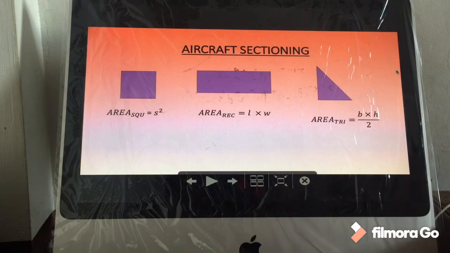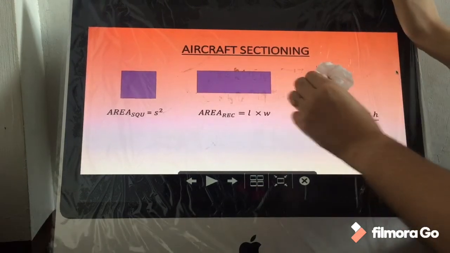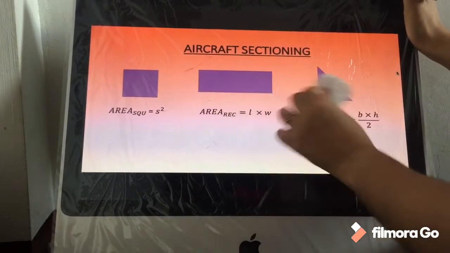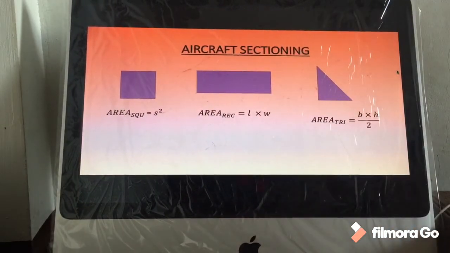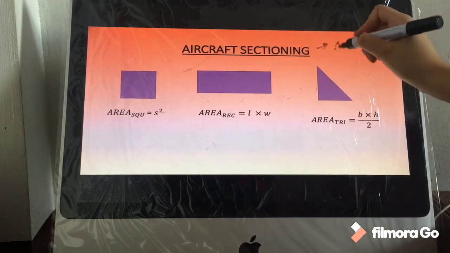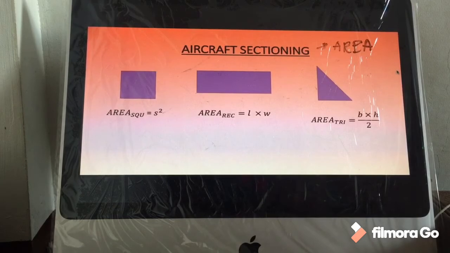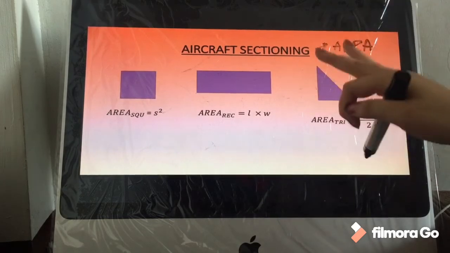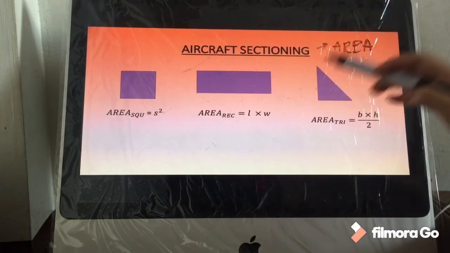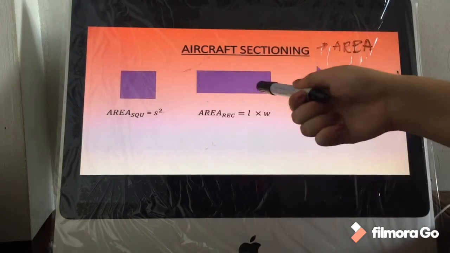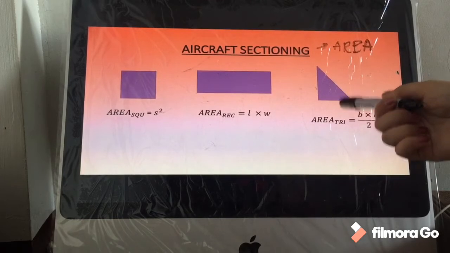So, for aircraft sectioning, we're going to use 3 shapes only. So, sabi ko nga kanina, when you say sectioning, it means that we're going to get their area. So, since area nga gamitin, 3 lang ang shape na pwedeng gamitin. 3 lang. Hindi pwedeng maglagay ng bilog or anything else. Basta square, rectangle, and a right triangle only.